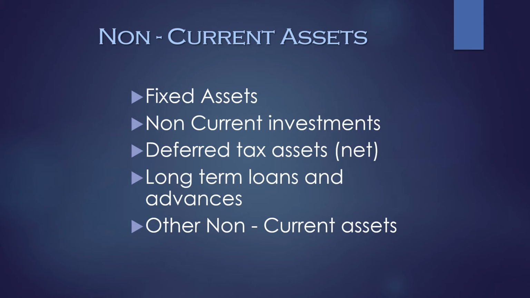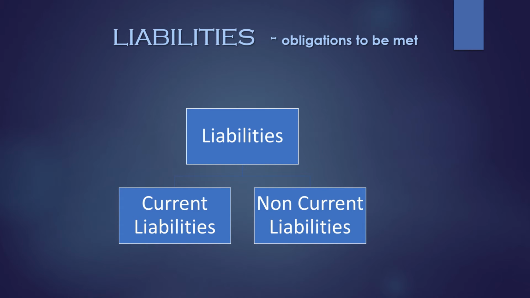Next is long-term loans and advances. If the business enterprise has given a long-term loan or advances, it is recoverable for a period more than 1 year. Like after only 1 year or so, the amount is recoverable. That comes under non-current assets. Next is liabilities. Liabilities are nothing but any obligations which are to be met by the business enterprise, which are to be paid by the business enterprise. Now liabilities are also classified into current liabilities and non-current liabilities.